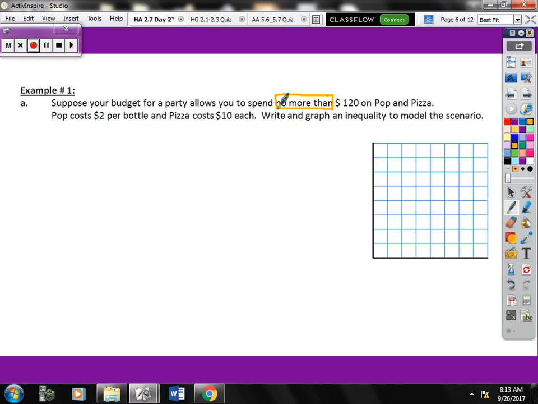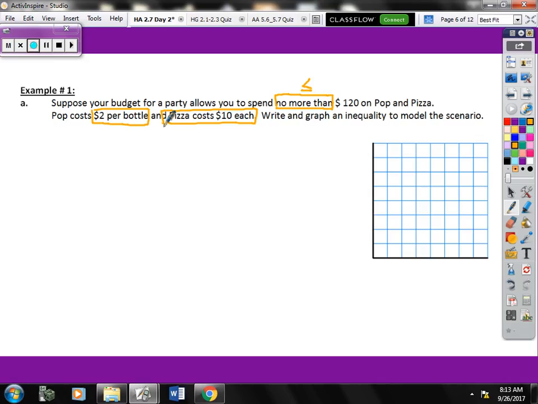What symbol would I choose for no more than? Abby? Less than or equal to. No more than $120. Pop costs $2 per bottle, and pizza costs $10 each. Write and graph an inequality to model the scenario.